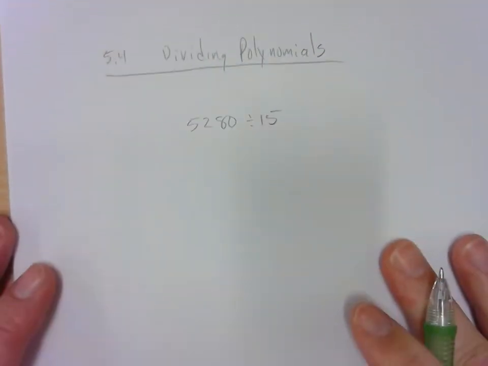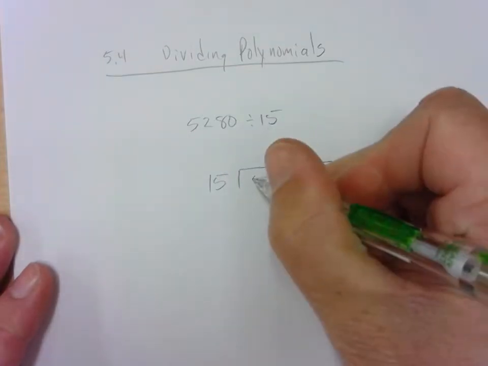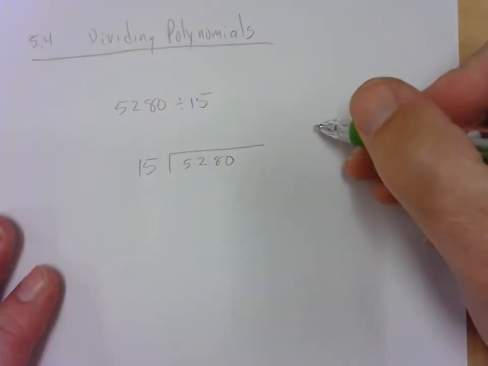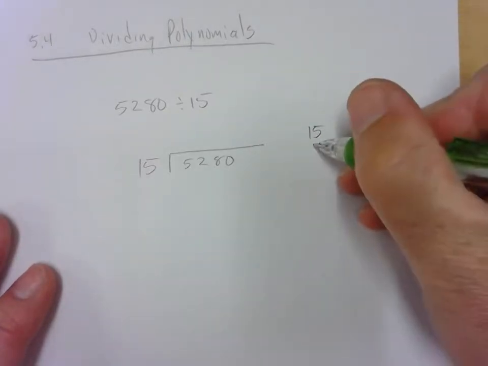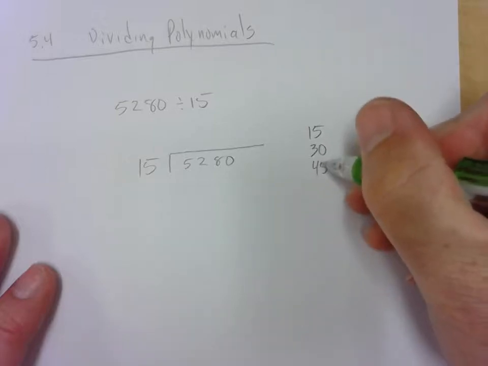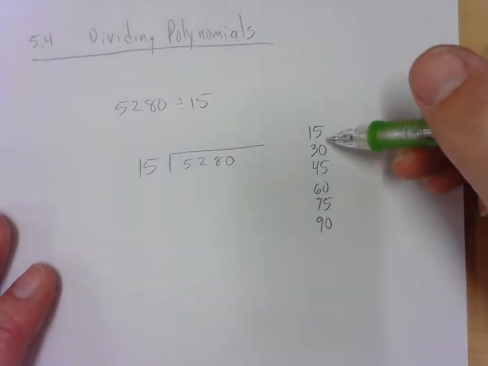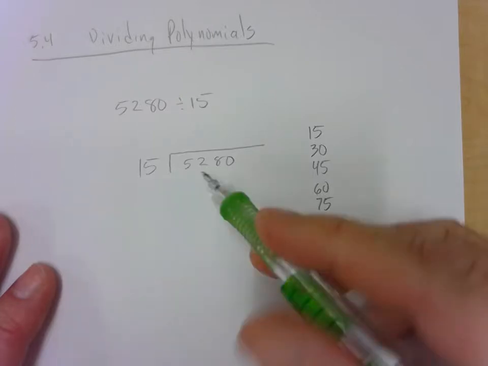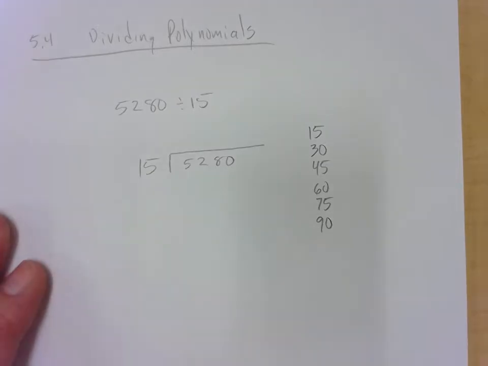So how do we set this up? Well, put 15 on the outside and 5,280 on the inside. I'm going to write down the multiples of 15 over here on the side to help us: 15, 30, 45, 60, 75, 90. So this will help us to do the division here, to remember what to do. Also, we're going to talk about what the different numbers mean, what the words are for those. Reviewing some basic stuff from elementary school.